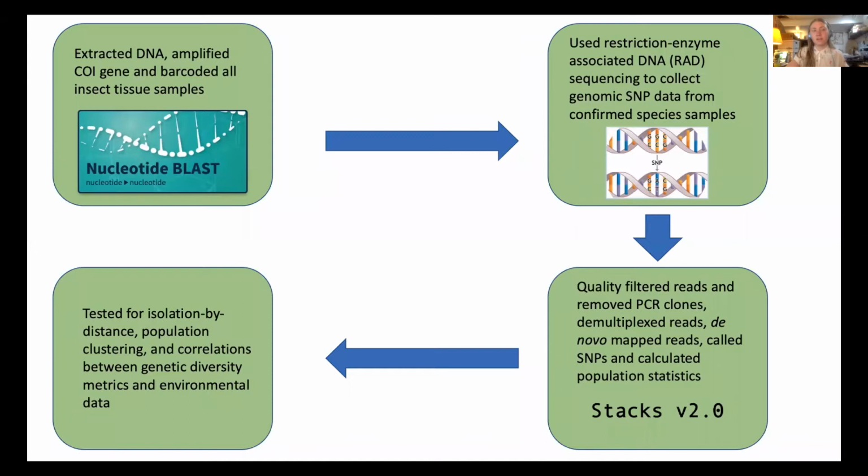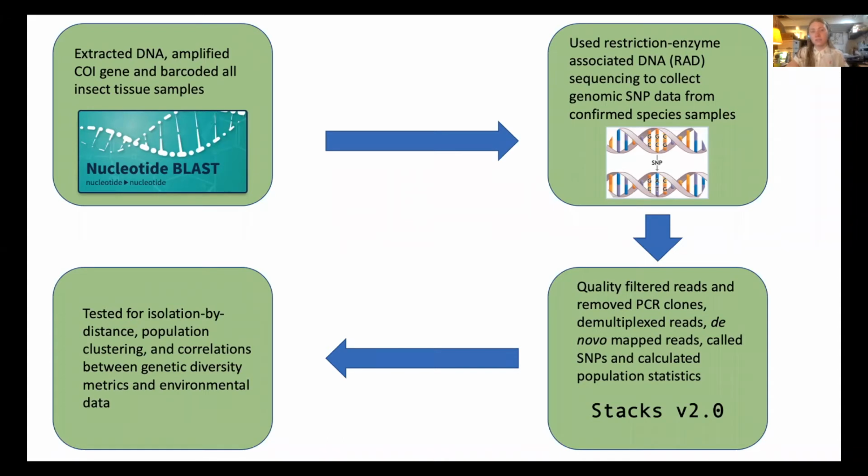For our genetic methodology, we started out by extracting DNA from each sample and amplified the CO1 mitochondrial gene to barcode all of our samples and confirm species ID. After confirming species ID through barcoding, we used restriction enzyme associated DNA, or RAD, sequencing to collect genomic single nucleotide polymorphism data from confirmed species samples.